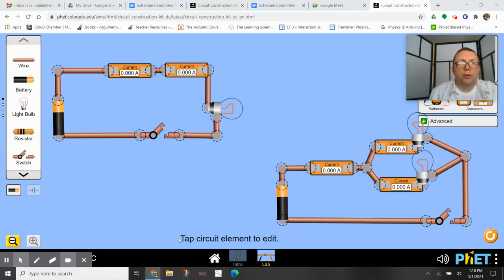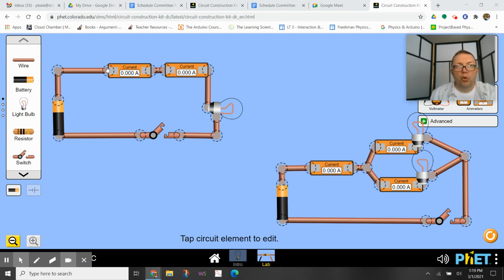Hello. Quick review of the current junction rule. So the junction rule talks about the total current going into a point and the total current leaving that point. If we start off looking at this region right here, we'll say that this little spot right in between is the junction or the point that we're going to look at.